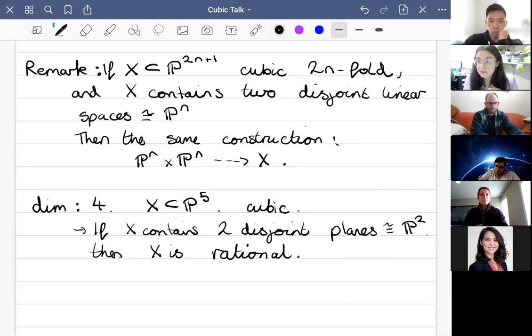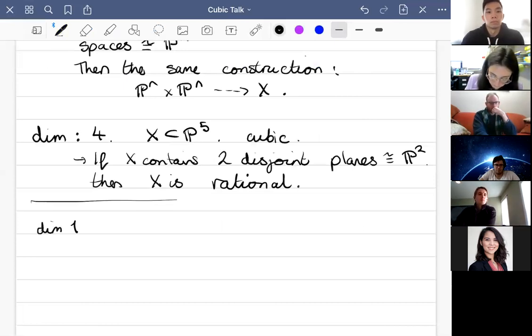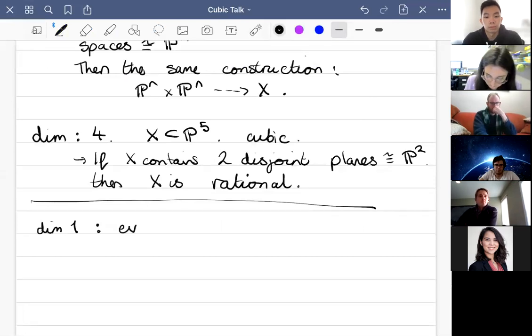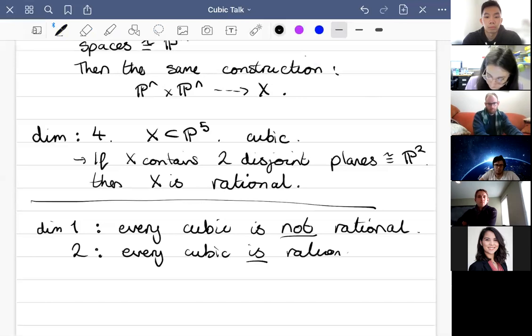All right, so I have 7 minutes left, so now I'm going to ramp up. I've kind of skipped ahead. What have we talked about so far? We've talked about dimension 1, where we've seen every cubic is not rational. So they're never isomorphic to P1. In dimension 2, we've seen that every cubic is rational. So kind of the reverse.